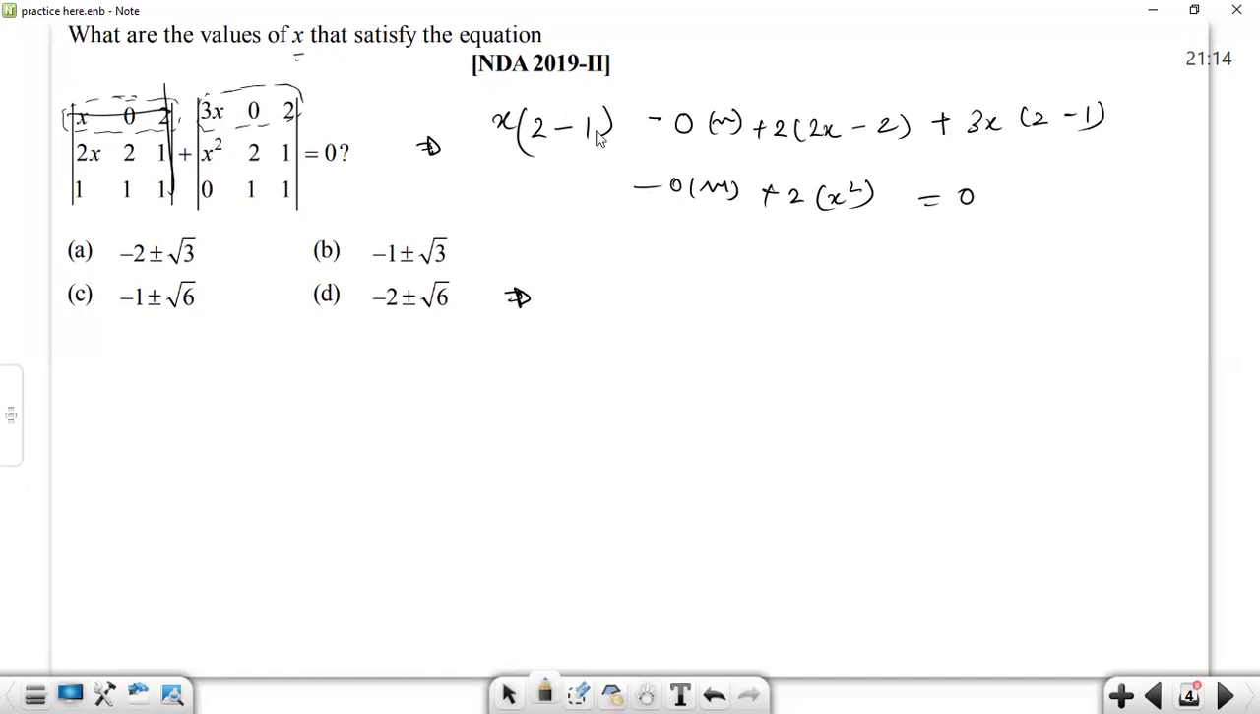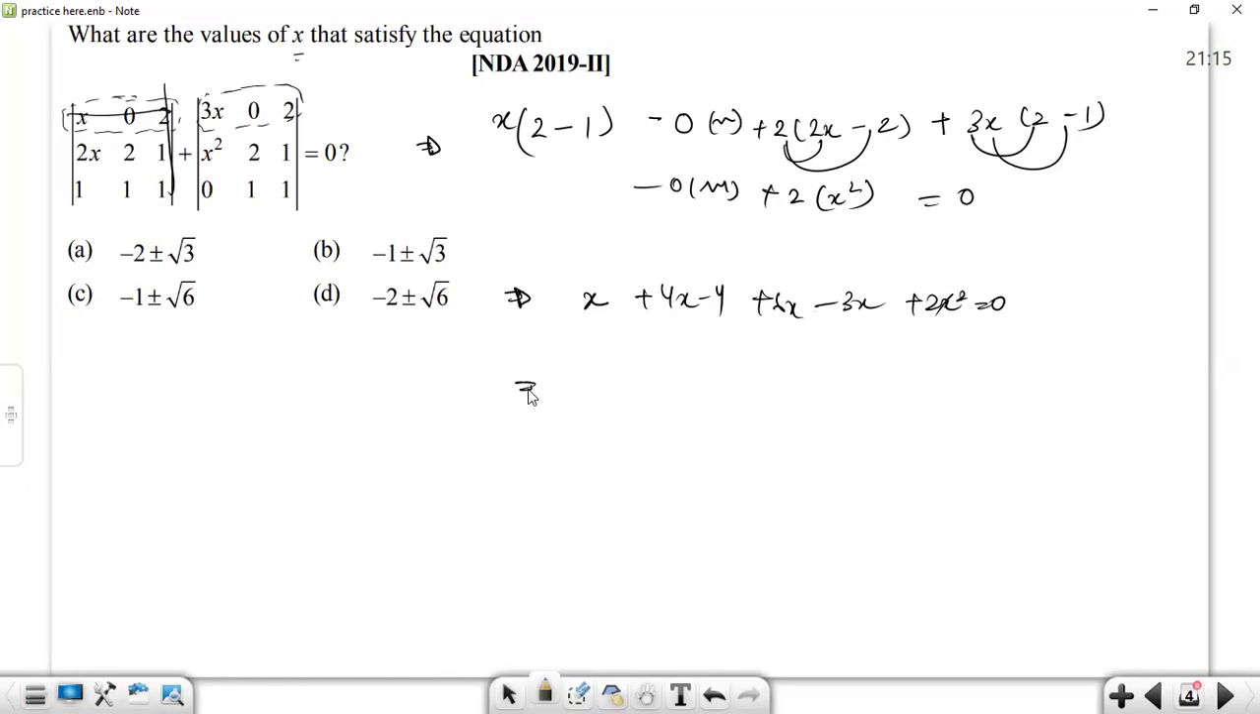Now let's expand. 2 minus 1 becomes 1, x. This becomes 0. 2 into 2x, 4x minus 4, 4x minus 4, plus 6x, minus 3x, 0, plus 2x square. Now there will be two values for x. This is a quadratic equation, that's why.